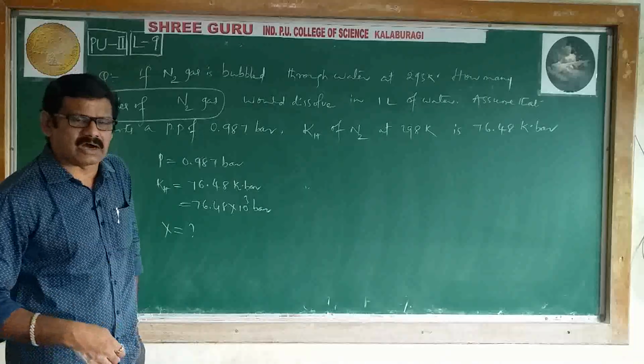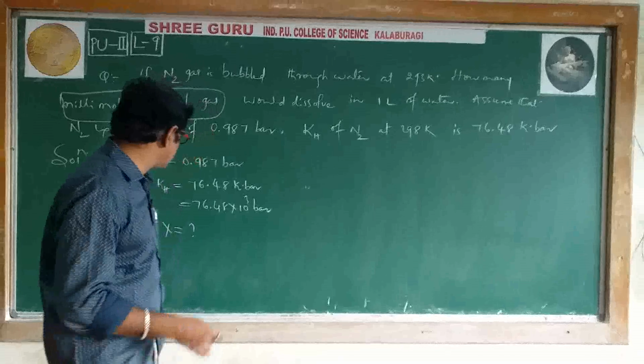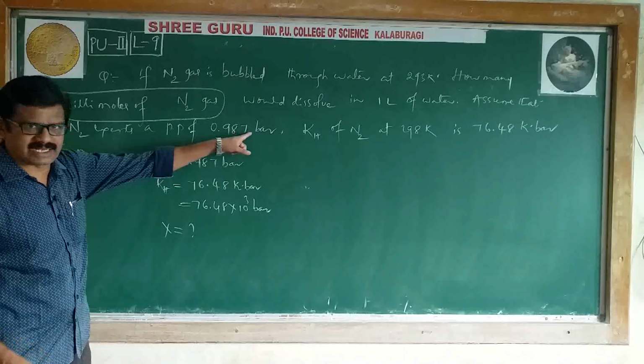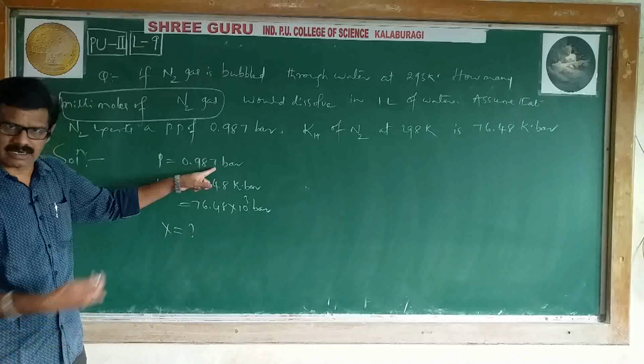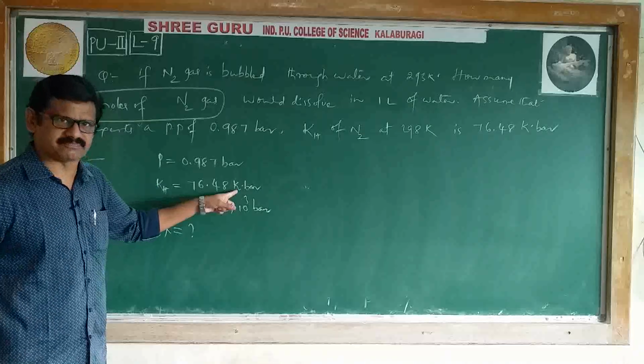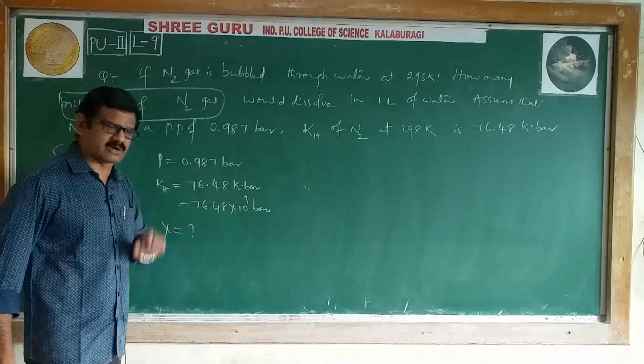Let's discuss how to calculate the number of millimoles of nitrogen. First, we will write the given data. Partial pressure, he has given 0.987 bar, I have taken it as it is. The KH value is also given in kilobar, and I have converted it into bar, just by multiplying kilobar with 1000.